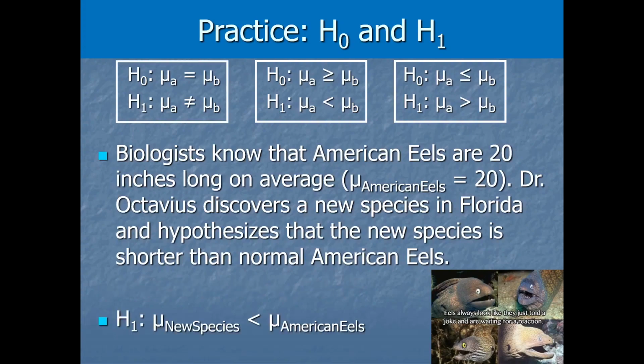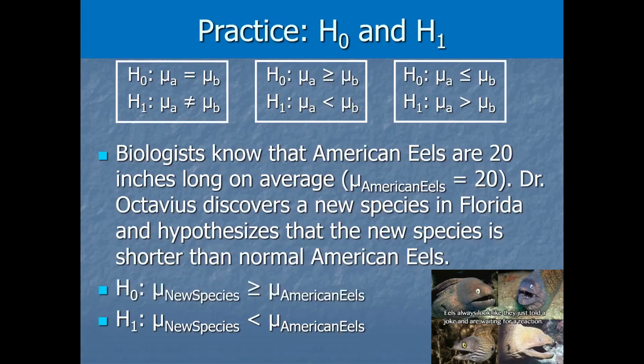So she is hypothesizing that this new species is smaller. So we might say her alternative hypothesis, her H1, is that the population mean of the new species is less than the population mean of American eels. Now I've used a subscript here to put new species or American eels on each side, but you can just write it out in words if that's easier. The point is, her hypothesis has a direction. We would say it's directional or one-tailed. We have one direction in mind.